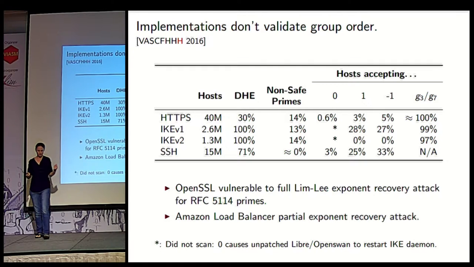They got a little bit luckier in the prime factors of P minus 1, so a full exponent recovery attack was not quite feasible, because for P minus 1, the next largest factor had too many bits.